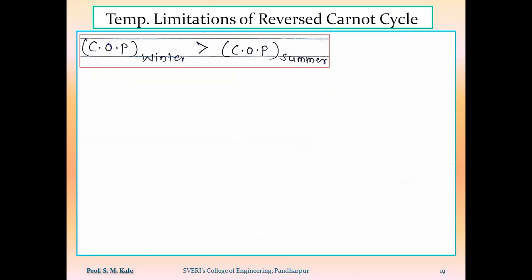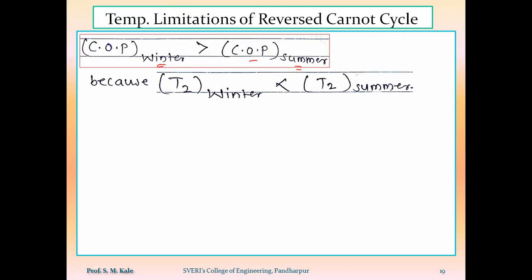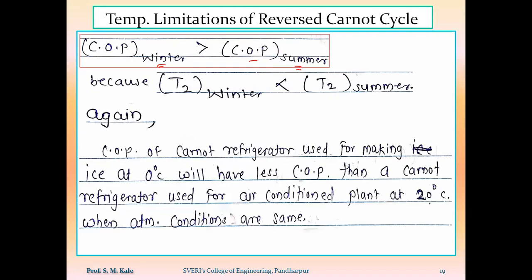So here, the COP in case of winter season will have a higher value for the same refrigerator which is used for the same application, as compared to the COP in case of summer season. Why is this so? Because the value of T2 in case of winter season will have a lower value as compared to the value of T2 in case of summer season. Are you getting? Now, in the same fashion, another example.